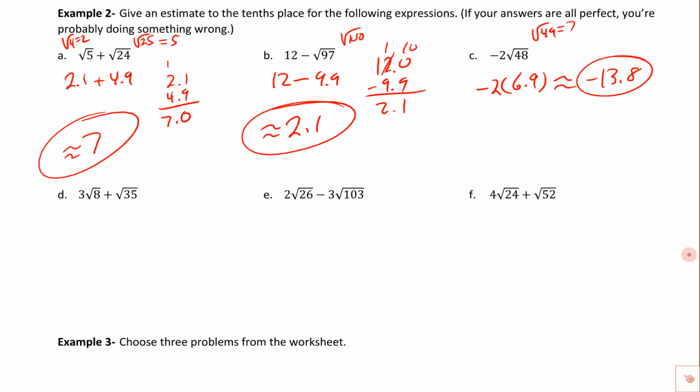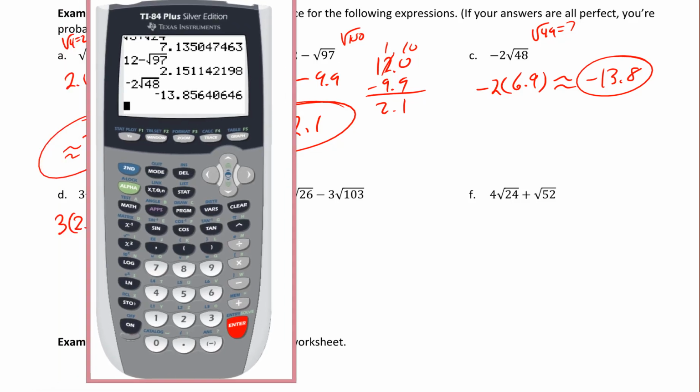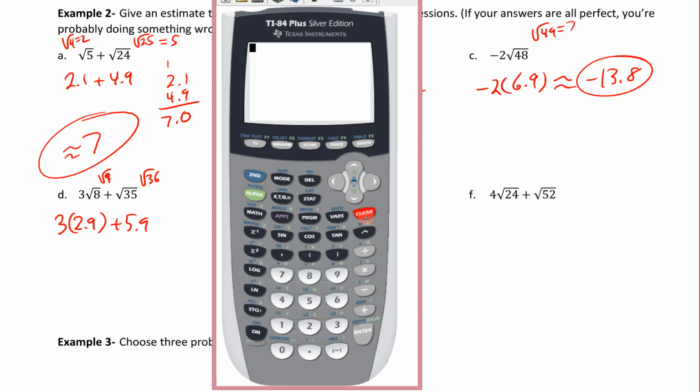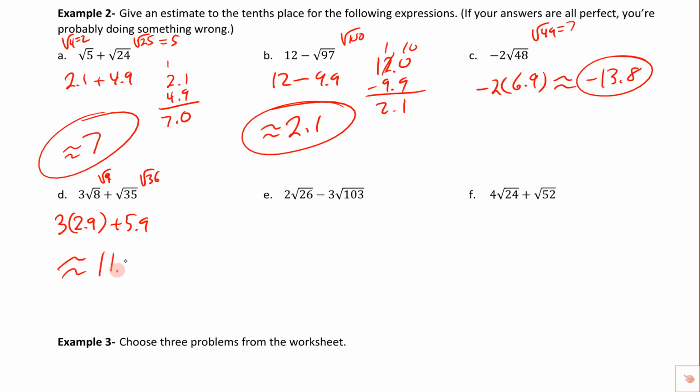So let's take a look at a couple of these. This is going to be 3 times. Okay, let's stop and think about this. It's a little less than the square root of 9, so a little less than 3. So let's say 2.9. And this one's a little less than the square root of 36, so it's going to be just a tiny less than 6. So maybe say 5.9. And then let's put the two of those together. So we'll grab our calculator. And let's see, I'll clear this off. 3 times 2.9 plus 5.9. So our estimate is about 11.6.